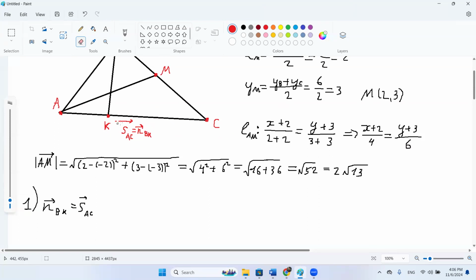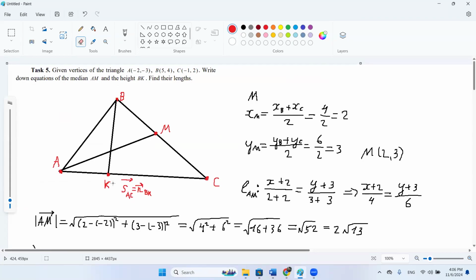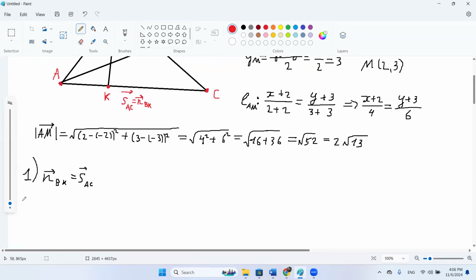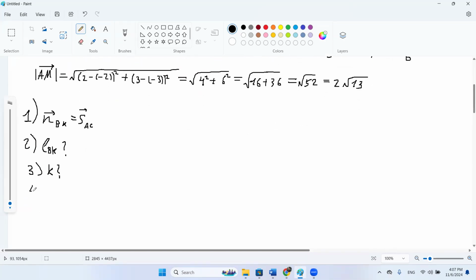Okay. So just for convenience, finding this vector, and then we will find the equation of BK, and then we will have to find K. The next step is to find K, and the last is the length of BK.